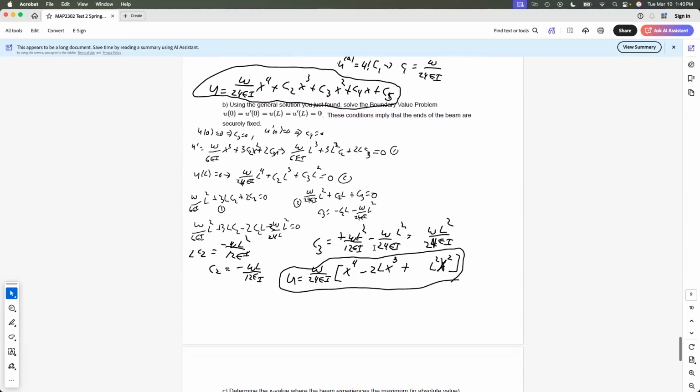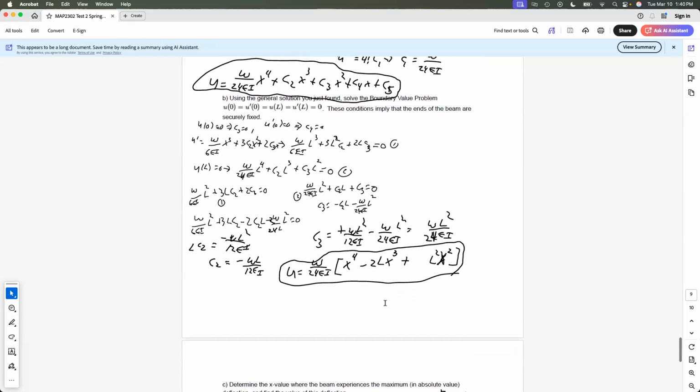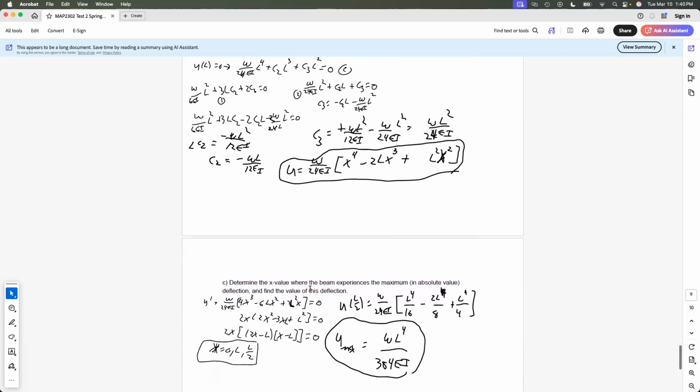We're going to get one more. You take the derivative of this, you get a cubic. So you get 3 solutions. The third one's exactly what you would expect it to be. When you solve it, you're going to get L over 2.